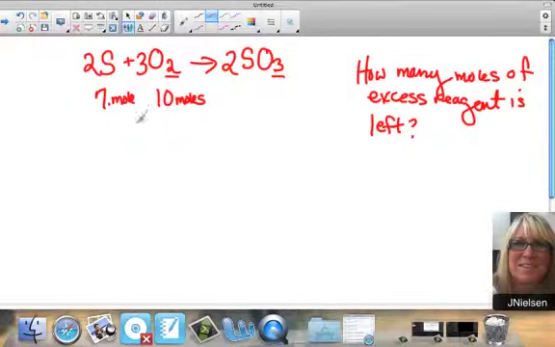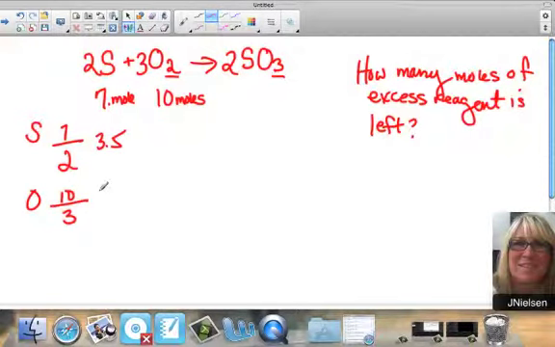So once again, in order to determine what the excess is, we have to determine what our limiting reagent is. So if I take sulfur and I take 7 moles and I divide it by 2, I'm going to get 3.5. If I take oxygen and I take 10 moles and I divide it by 3, I'm going to get 3.3. So this is definitely my limiting reagent, my oxygen.